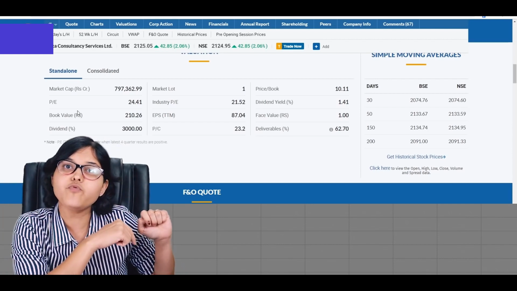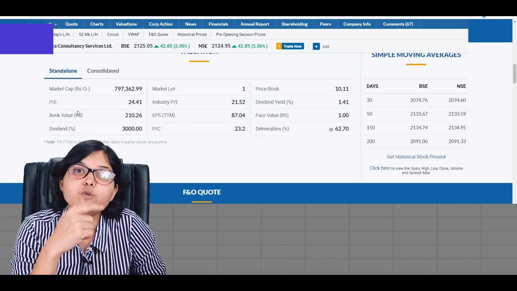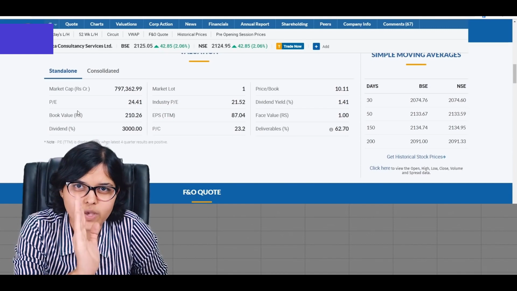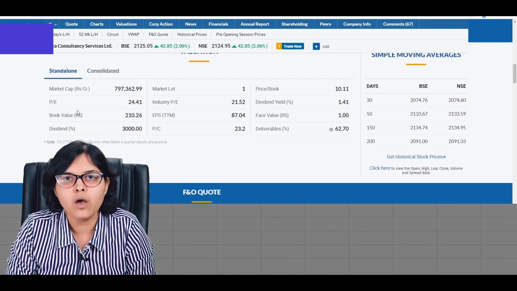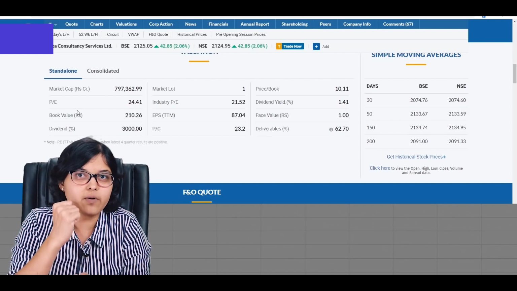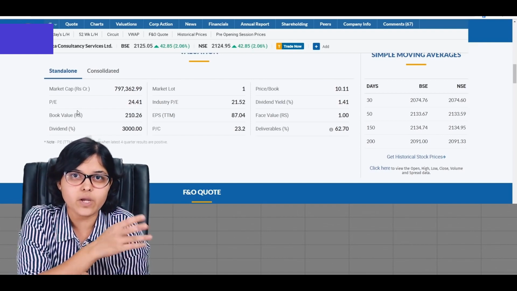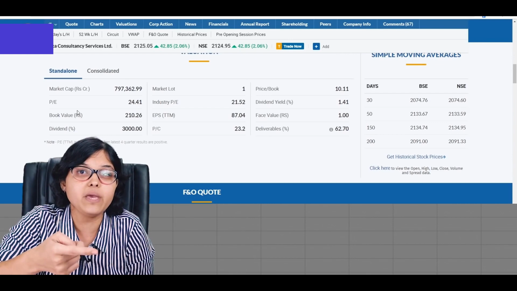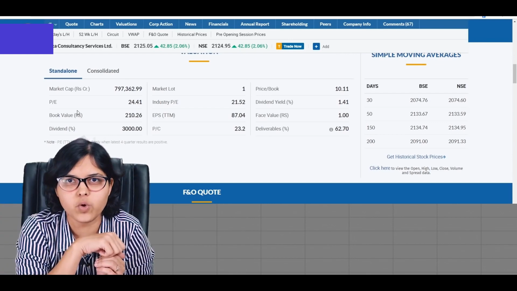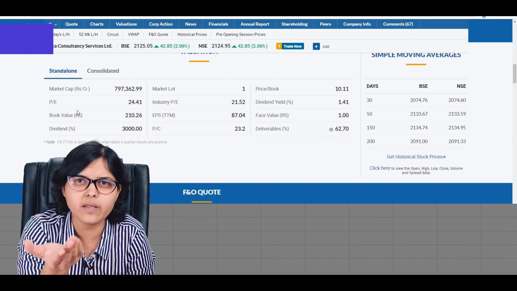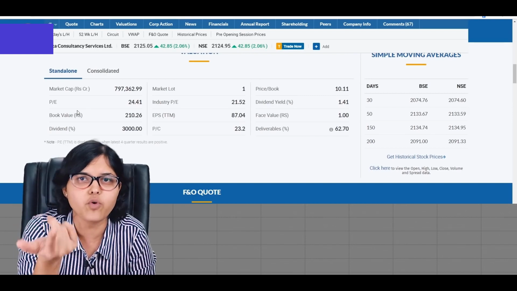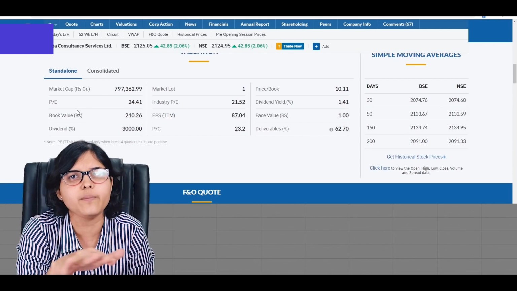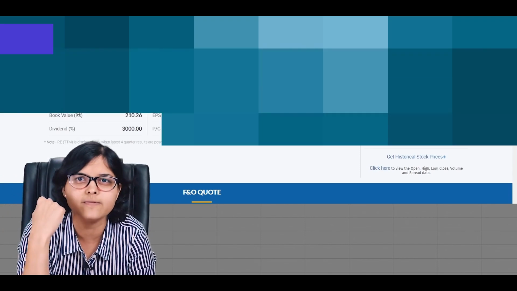And the second one, which is forward PE, is calculated using estimated figures. For example, we are in the month of October 2019 right now. Possibility number one, I calculate a trailing PE based on 18-19 data. Possibility number two, I calculate a forward PE based on 19-20 data. Obviously, you will agree with me that trailing PE will be much more authentic compared to forward PE. But both can be used for interpretation or analysis.